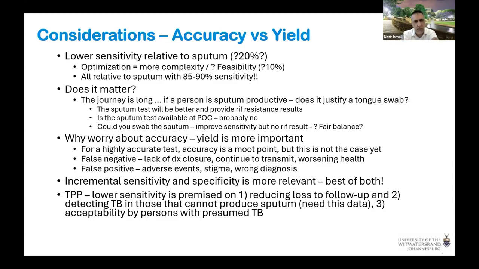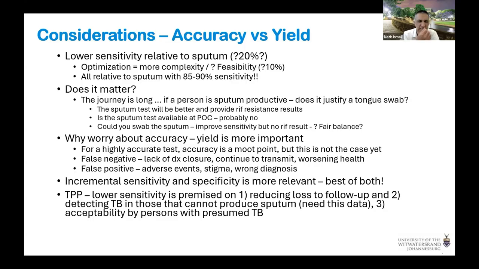The other question is around whether yield is more important. And yield is probably more important when you've got very highly accurate tests. Like in the world of HIV, we know that tests have a phenomenal sensitivity and specificity, and accuracy becomes kind of a moot point, and it's all about case detection.